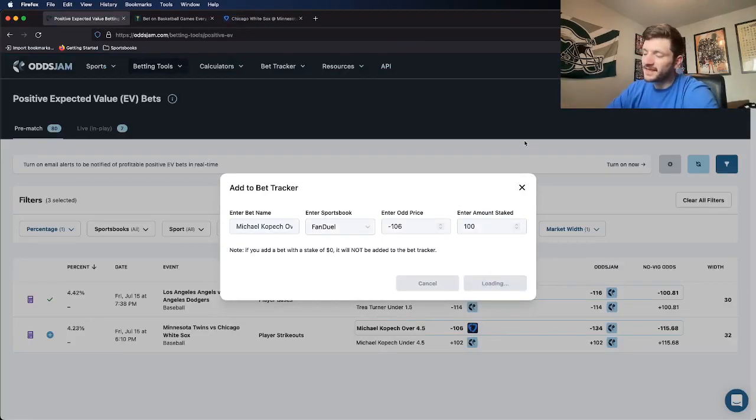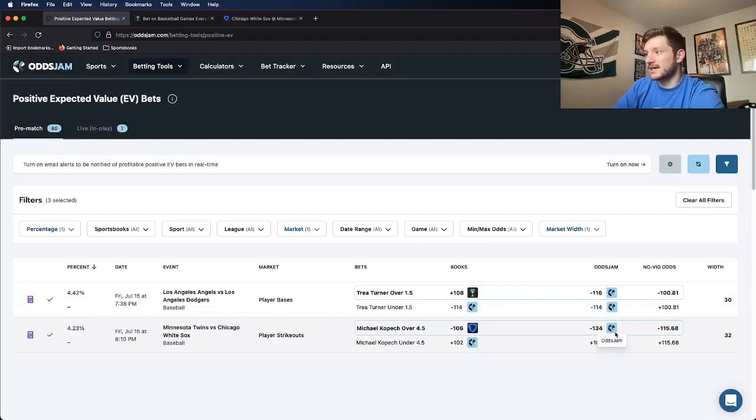So the logic behind this play, number one, of course, it's positive expected value. I found it using the OddsJam Positive Expected Value page. The OddsJam line, which everybody knows is pulled from the sharpest sportsbook in the world, prices this at -134. With the vig removed, it's priced at like -115, -116, in between that range. Market width here is only 32, so anything that is 35 cents and below is good in terms of a player prop.